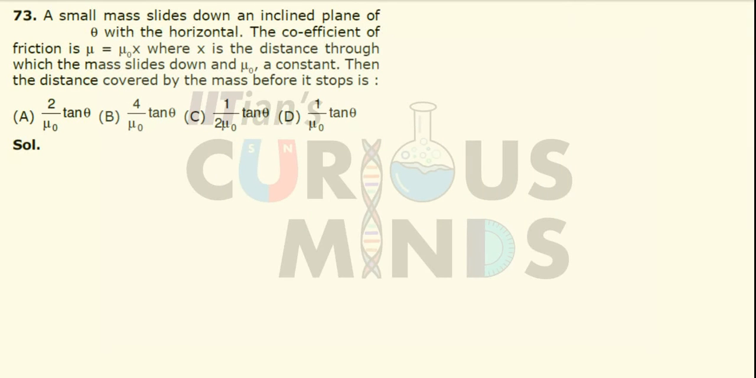A small mass m slides down an inclined plane of inclination theta. The coefficient of friction here is not constant, but varies with x. Then find the distance covered by the mass before it stops. Let us assume there is a mass here which is at an inclination theta.